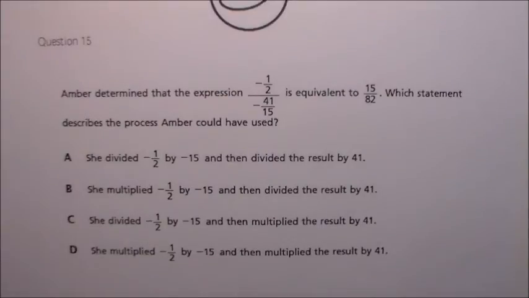Okay, question 15. I do not like question 15. Amber determined that the expression negative 1/2 all over negative 41/15 is equivalent to 15/82. Which statement describes the process Amber could have used?